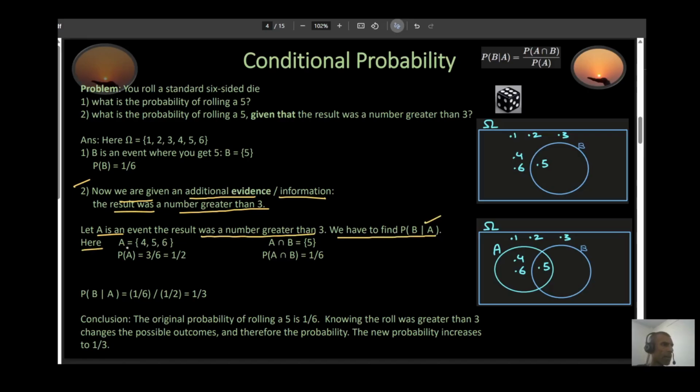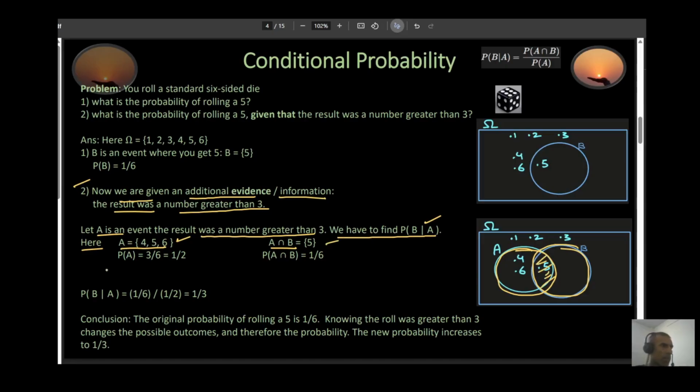So here my A would be 4, 5, 6, because the event is that the result was a number greater than 3. These are the only possibilities. My A intersection B in this case would be 5. So if this is my A right here, 4, 5, 6, and my A intersection B is this right here, 5. So 5 is the common element right here.